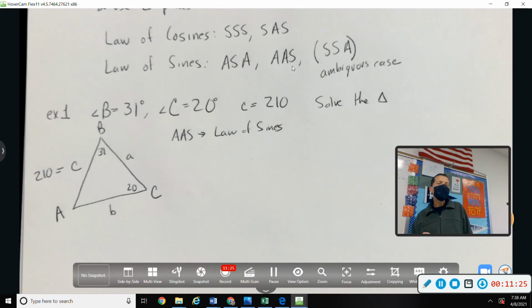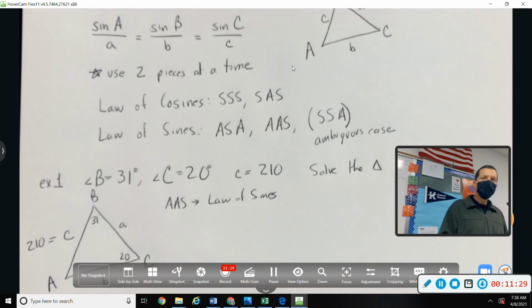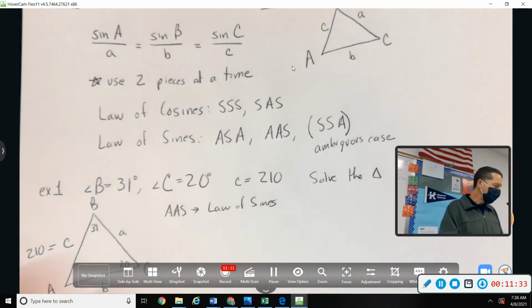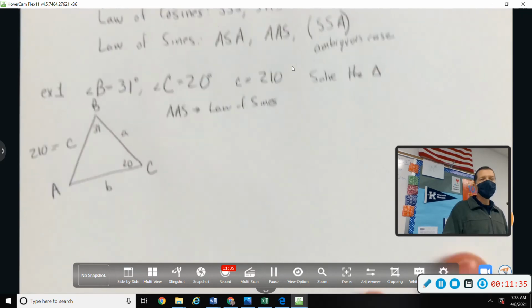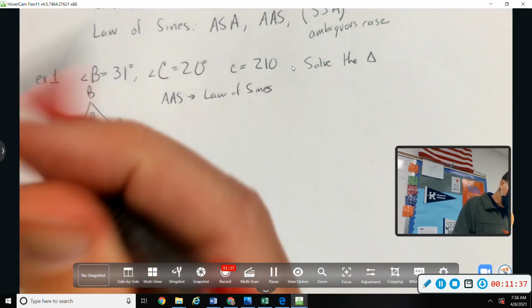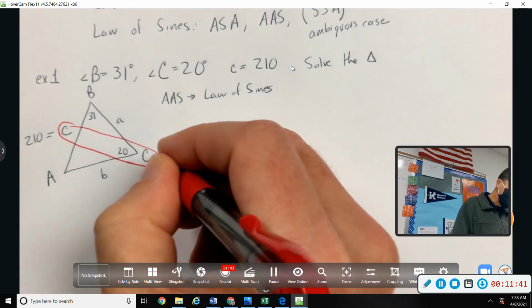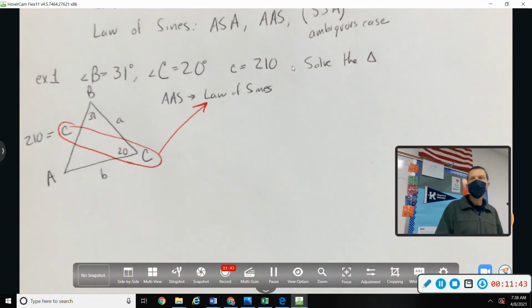Maybe an even easier way to pick law of sines is that if you have an angle side pair, if you know A and A, or B and B, or C and C, then it's law of sines. So if you've got C and C, that's another way to say it's law of sines. If you know two things across from each other, it's law of sines.